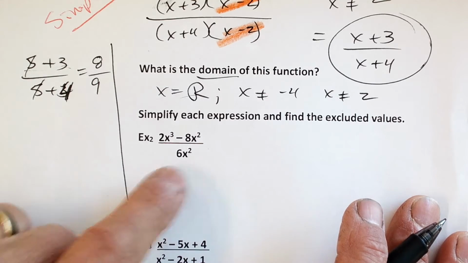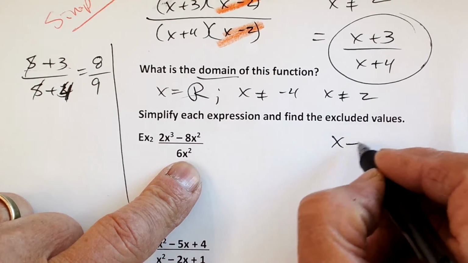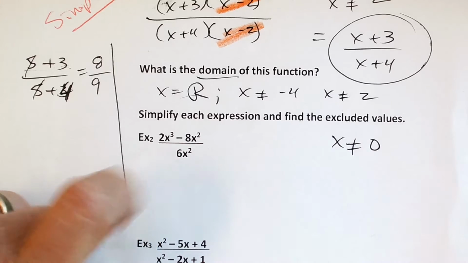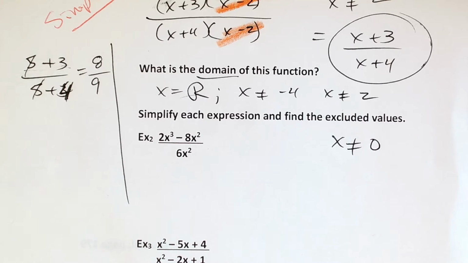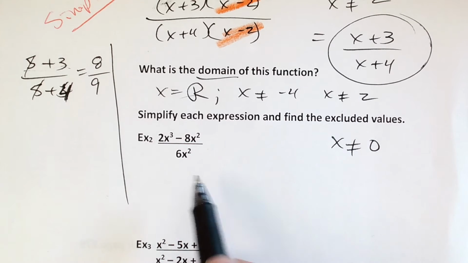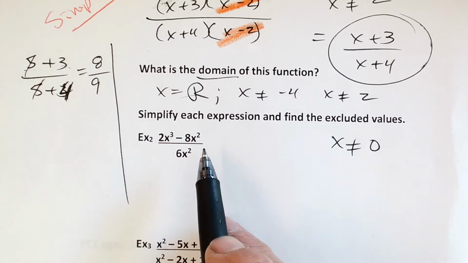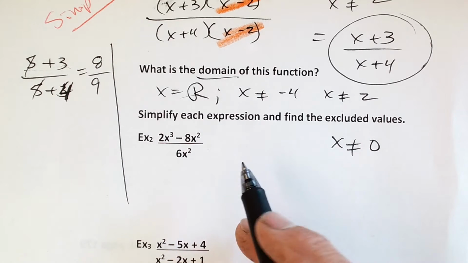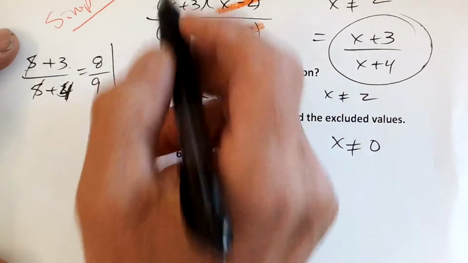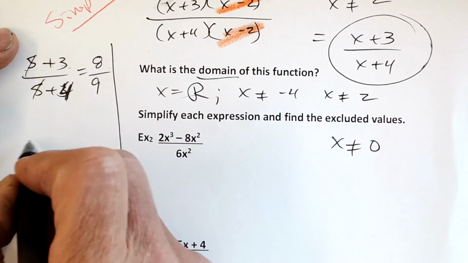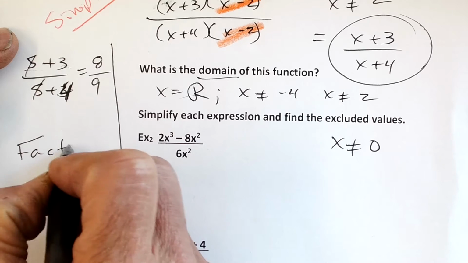So first of all, right off the bat, I know x cannot equal 0. You guys agree with that? Can't be 0. Because if I'd have 6 times 0 squared is 0, divide by 0, I'm bad. But I do want to do this. Just like I factored up here, I want to factor this one.